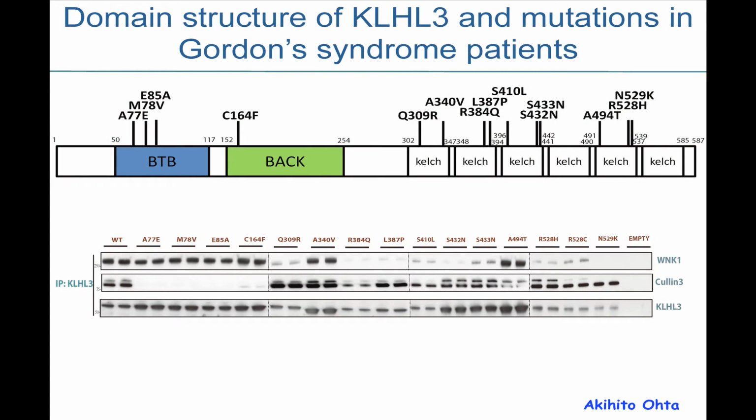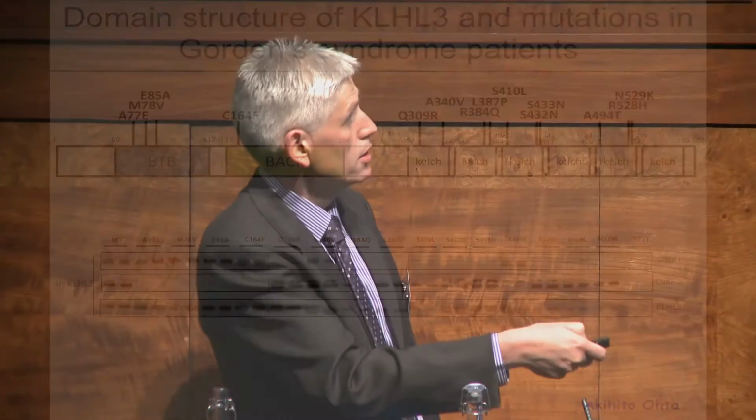So the prediction would be that the mutations in this region would stop binding to Cullin 3, and the mutations in this region would stop binding to WNK1. And the experiment that we did that shows that this is the case is shown here. These mutations stop binding to Cullin 3, whereas the mutations in this region, most of them, strongly inhibit or ablate interaction with the WNK isoforms, but not with Cullin 3.